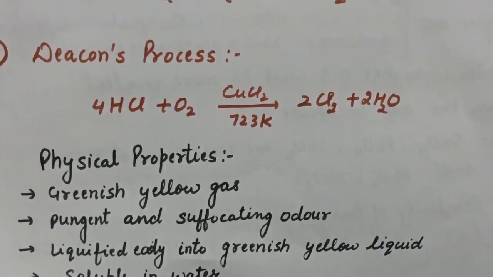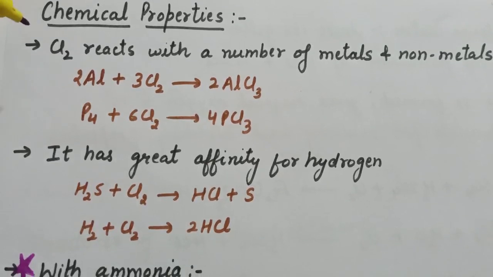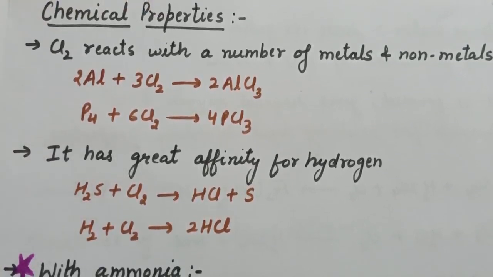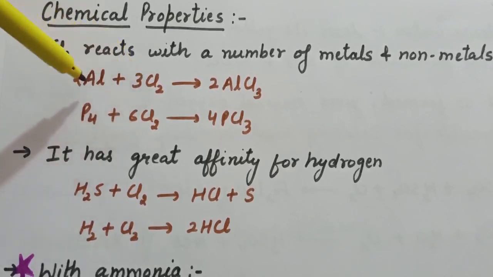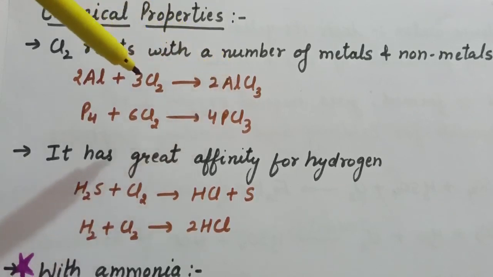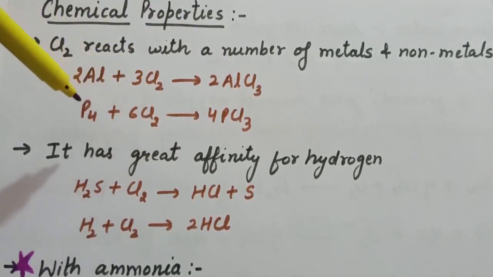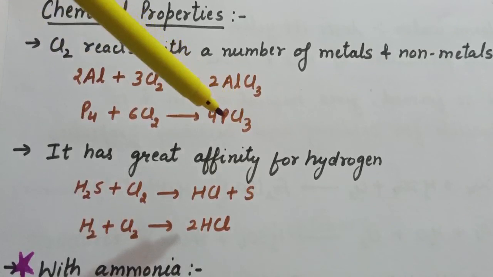Now we will discuss the chemical properties of chlorine. So first is chlorine reacts with the number of metals and non-metals. That is, this chlorine, it reacts with metals as well as with non-metals. Example is when we treat chlorine with aluminium. So here chloride of aluminium is formed, that is aluminium trichloride. Similarly, if we treat chlorine with phosphorus, that is non-metal, so again here we are getting chloride, that is phosphorus trichloride.